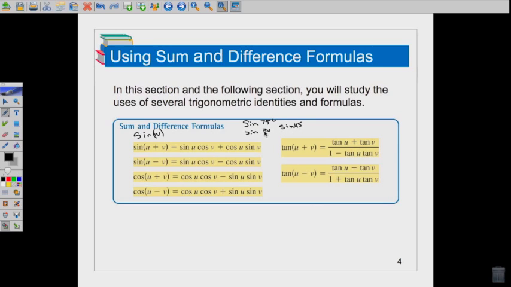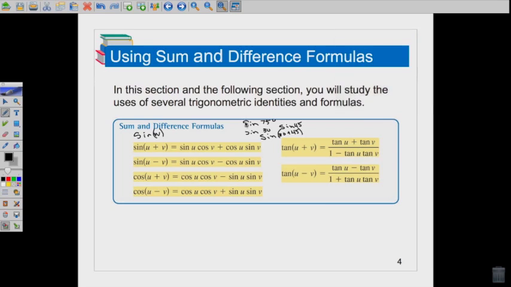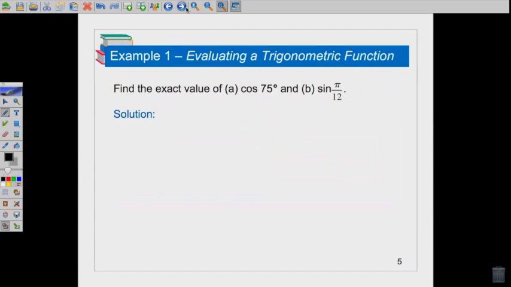So by splitting sine 75 into sine of 30 plus 45, you could use a sum formula in order to solve it. Or, in other examples you might use a difference formula. But that's basically what we're looking at, for when you don't know the actual sine value of a specific degree or radian. You want the exact value. You don't want to go to the calculator and get some decimal approximation. So you're going to use sum and difference formulas.